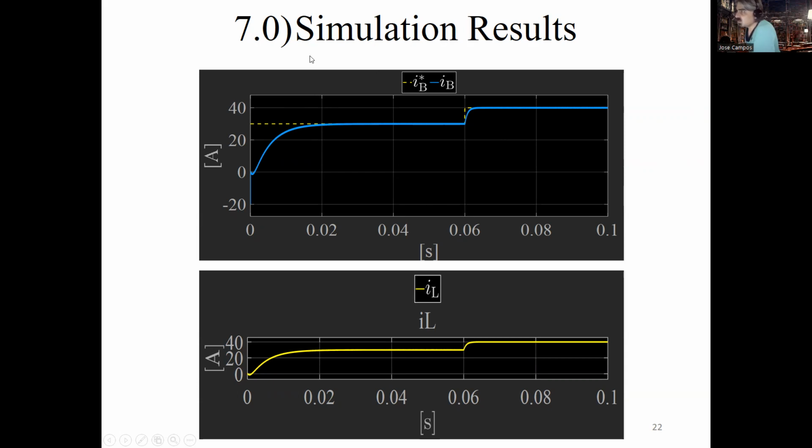For example, in this figure, you can see the reference value of the battery charger against the battery charger measured value. As you can see, the behavior of the system is practically close to a first order system, almost with no overshoot and a practically negligible steady state error. And of course, when the time reaches 60 milliseconds, there is another step change in the battery charger reference, and the system responds with a curve close to a first order system as well.